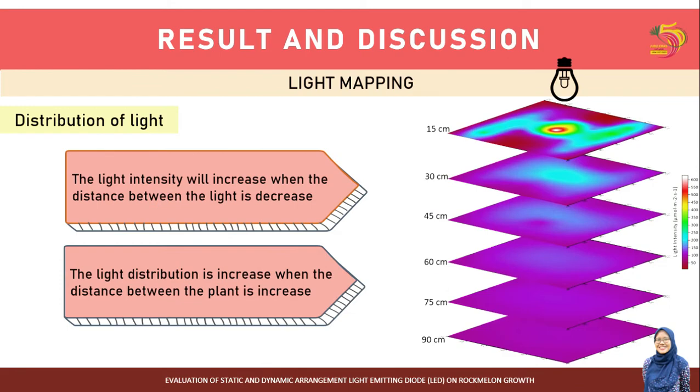For result and discussion, first we go through the distribution of light. In this study, the relationship between light intensity and light distribution to distance was found. The analysis proves that the light intensity increases when the distance from the light is decreased. It also shows that the light distribution increases when the distance between the lights is increased.